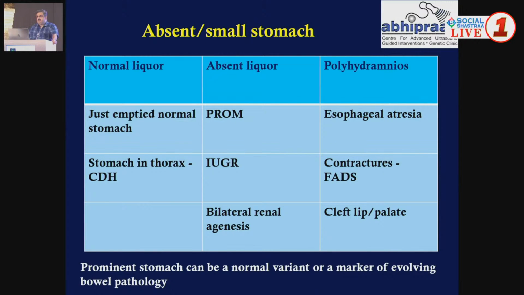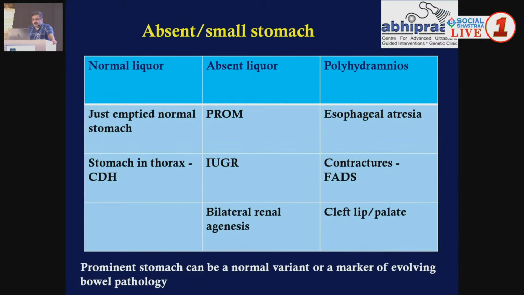The other time when it is seen is when it's actually in the thorax, and is a form of congenital diaphragmatic hernia. Well, if it's an absent liquor, the first thing that you want to rule out is, of course, a PROM and bilateral renal agenesis or severe form of fetal growth restriction.